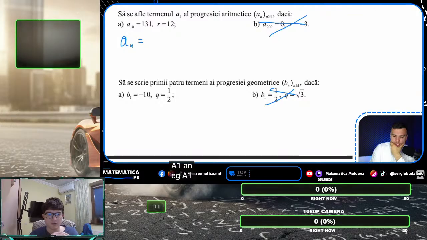So we know the 10th term is 131, and R is the ratio of progression, which is 12. Perhaps there's some formula here. What we need to do is find the first term of this progression thanks to this.